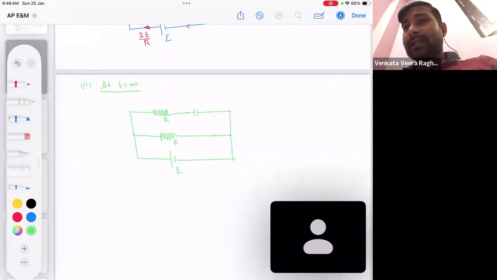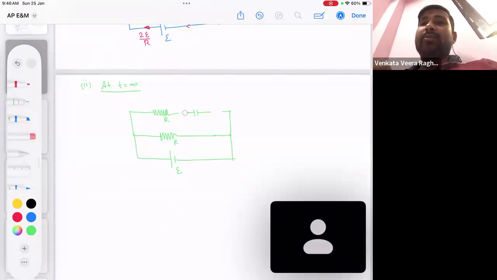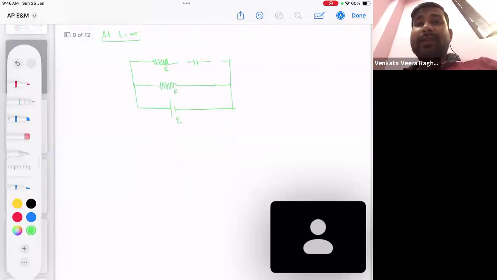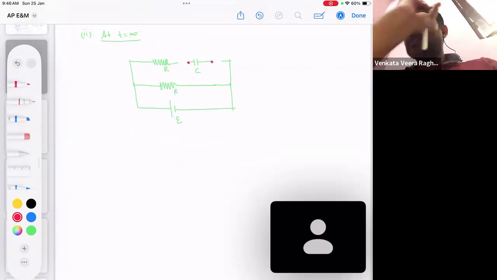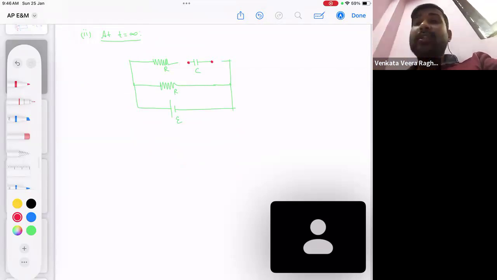At t equal to infinity, what do we learn? That capacitor is going to act like an open circuit. I have opened this. What happened because of opening of the capacitor? You see, a very interesting thing happened. The moment I open the capacitor, isn't it this upper branch circuit got broken? That capacitor part got opened. That means the upper branch got opened.